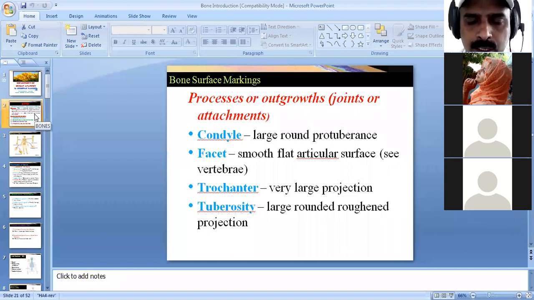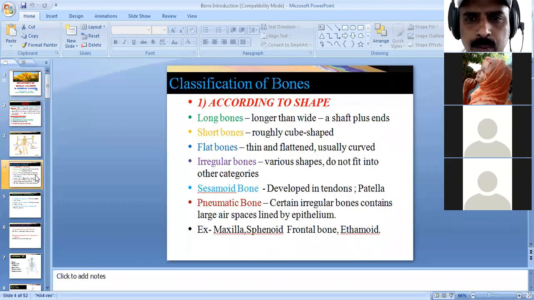Almost all the classification with examples you have to remember. According to shape: long bones, short bones, flat bones, irregular bones, sesamoid bones, and pneumatic bones. You have to write those with examples, and you have to write the sesamoid bone and pneumatic bone in detail. Remember that pneumatic bones are situated near and around the nose: the maxilla, sphenoid bone, frontal bone, and ethmoid bone.